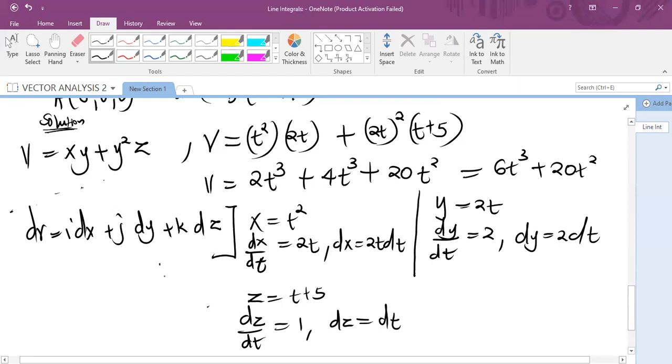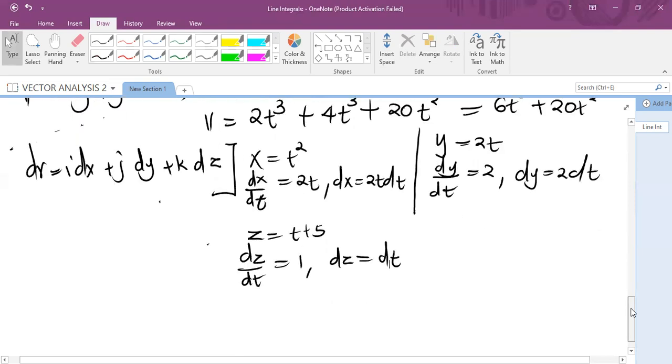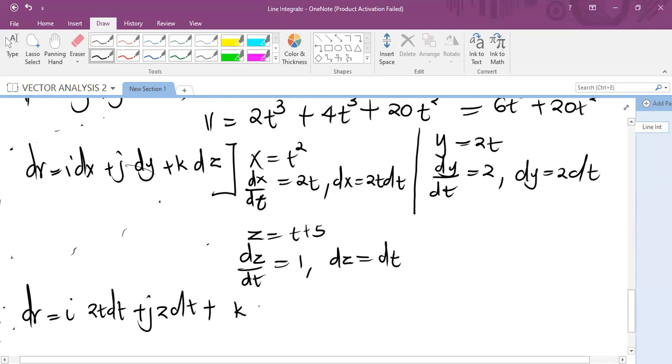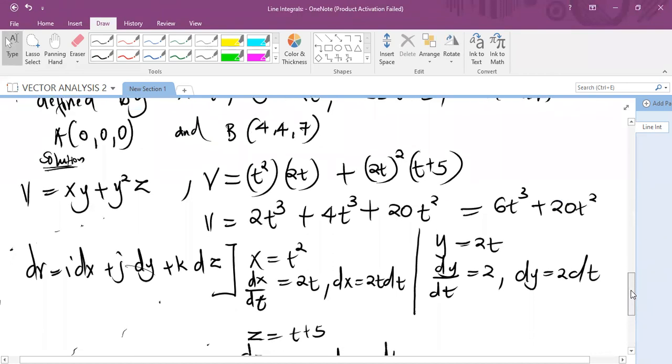So we can clearly rewrite all these values for dr with respect to this new variable, so that our dr will be equal to i times dx, which is 2t dt, plus j times dy, which is 2 dt, plus k times dz, which is dt. Okay, fine. So the next is to evaluate for the limits. So we've been given point A is 0, 0, 0 and B is 4, 4, 7.